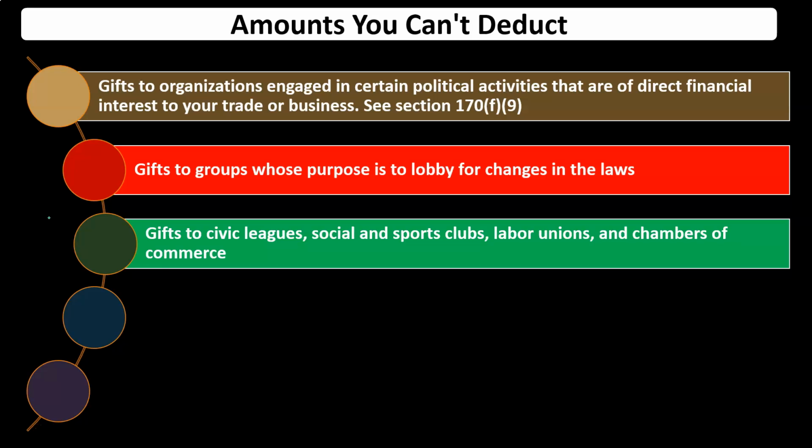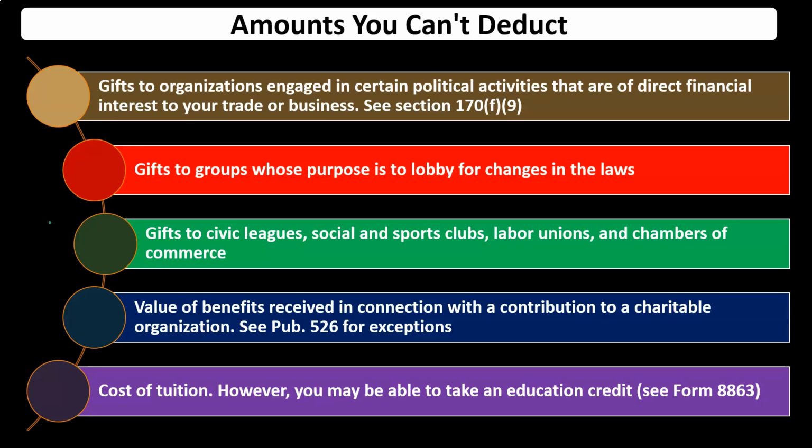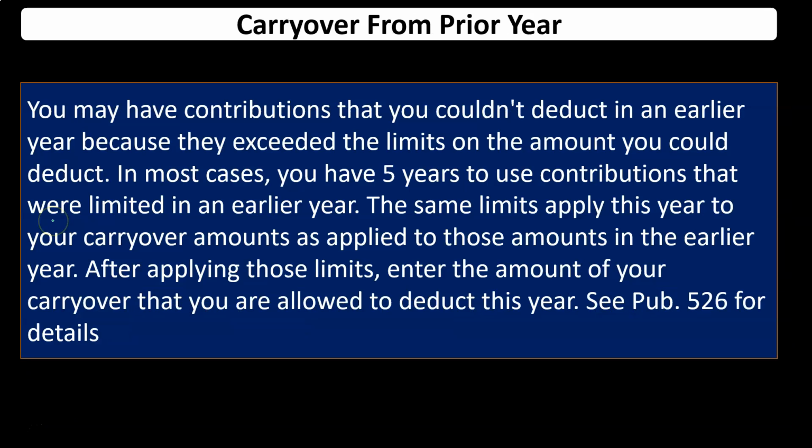Gifts to civic leagues, social and sports clubs, labor unions, and chambers of commerce. Value of benefits received in connection with contributions to charitable organizations, and cost of tuition. However, you may be able to take an education credit. So the cost of tuition, you can't include that as a charitable deduction, but you might have other benefits related to that, such as credits and possibly a deduction. So we'll talk about that in future presentations.